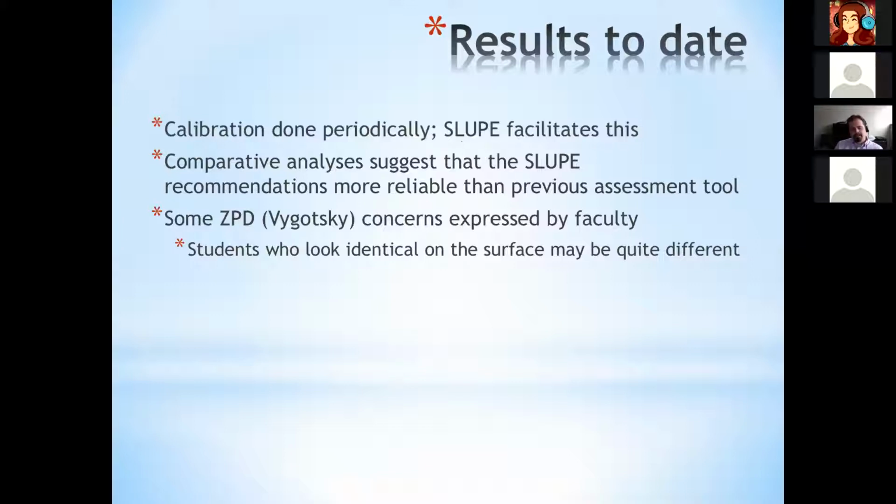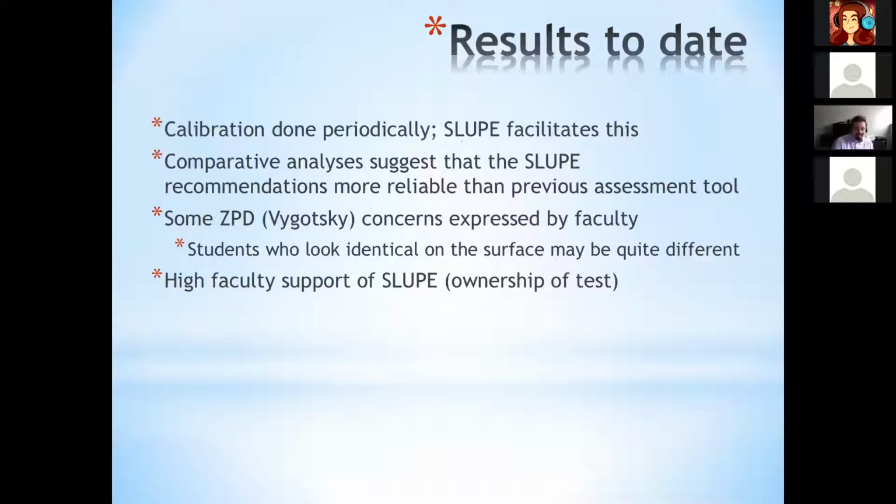Some of our faculty have concerns about the zone of proximal development, Vygotsky's idea that students who look identical on the surface may be quite different if one were to be pushed a little bit more. We try to address this just by asking more questions in our test, but it remains a concern in the current design of the tool.